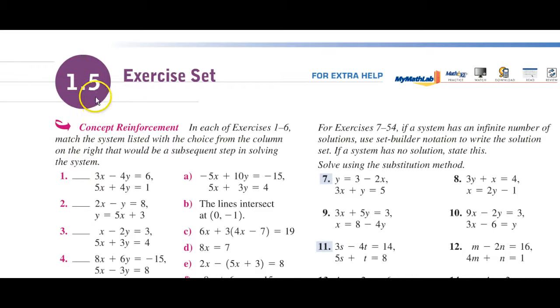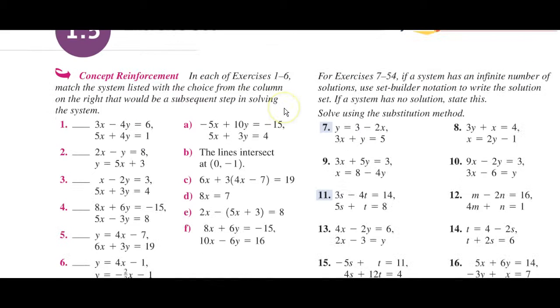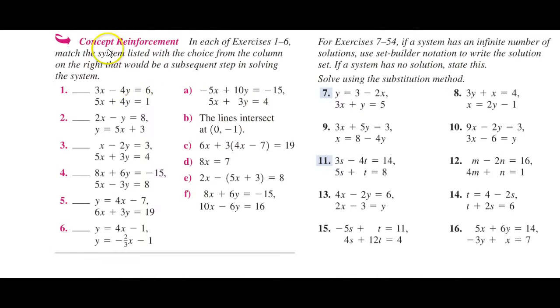In section 5 of module 1, the exercise set. So we're looking at some concept reinforcement. Here we're looking at systems of linear equations in two variables. What they're asking us to do is, after you have looked at these a little bit, and remember, you need to write them down, study them, what would be your next step? And match it up.